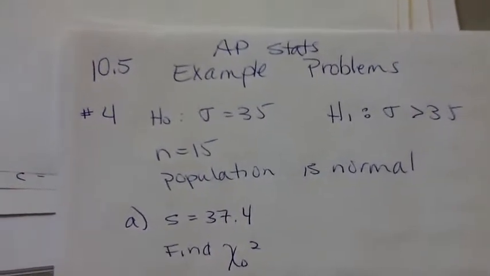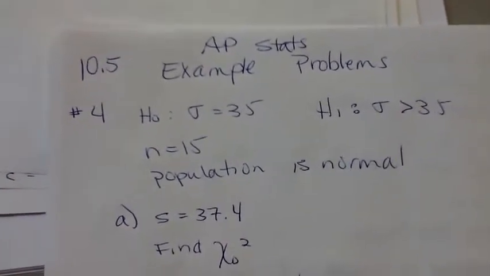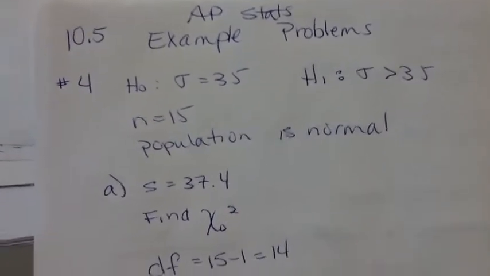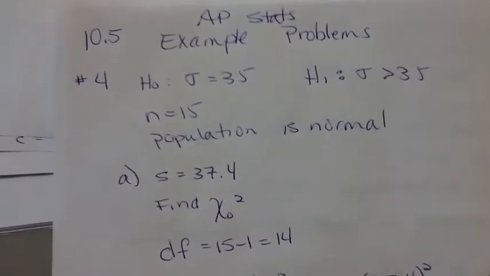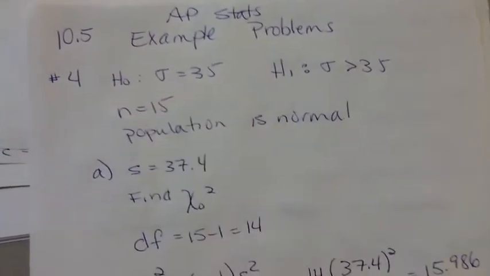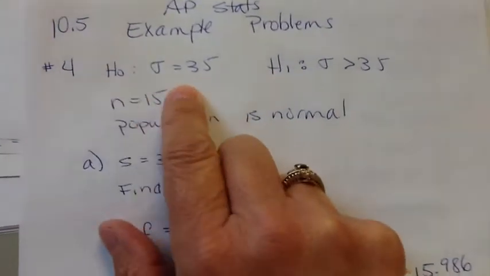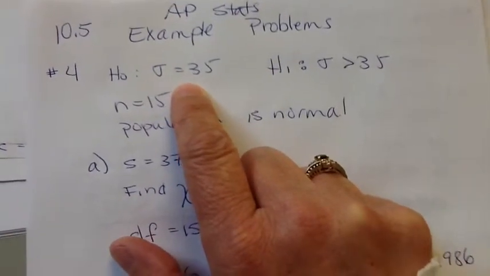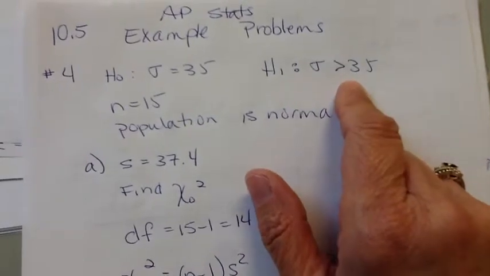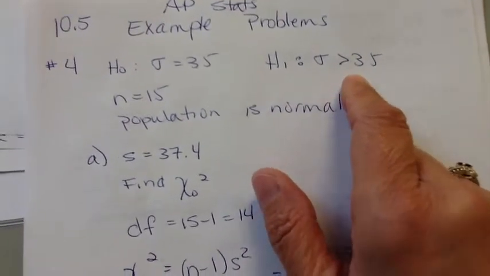Okay, I did some example problems from chapter 10.5, and these are some that you can't do as extra credit. But in number 4, we're going to test the hypothesis, and this is the format that you should be doing. You should always write your alternative. Sigma equals 35, and we're testing whether sigma has increased, which is greater than 35.